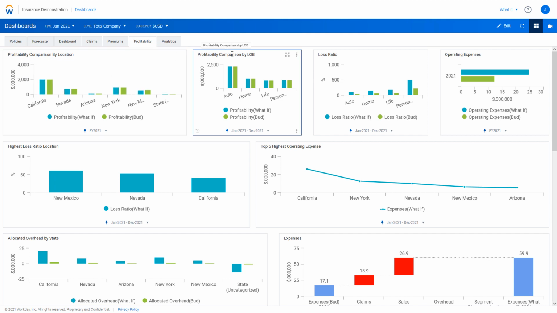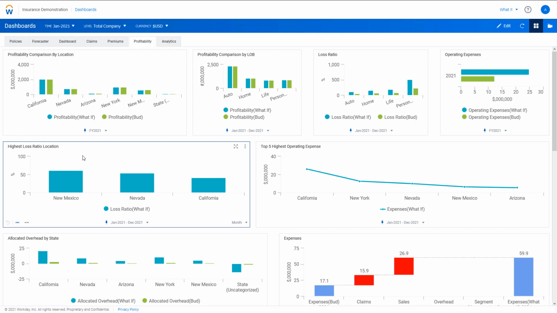Same idea with the comparison by line of business. As we look at our loss ratios, we can see our budgeted loss ratio was 48%, whereas our what if is now much higher. It's 109 based on all those expenses that we just allocated in. Your operating expenses are much higher on your what if versus your budget. You can see anything you want.